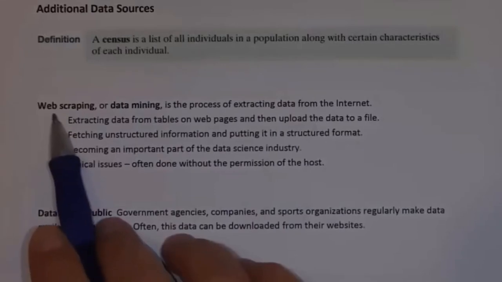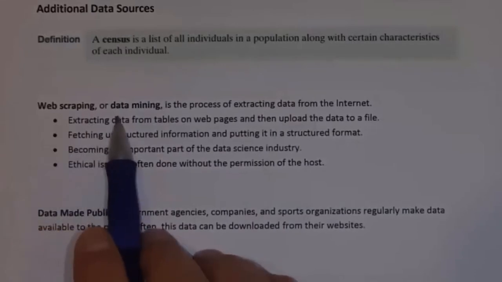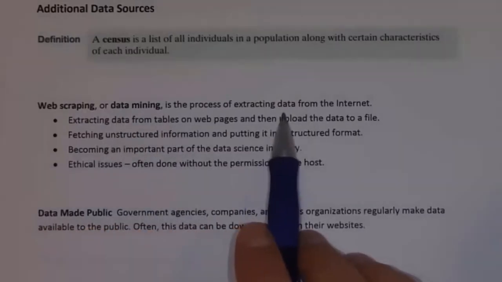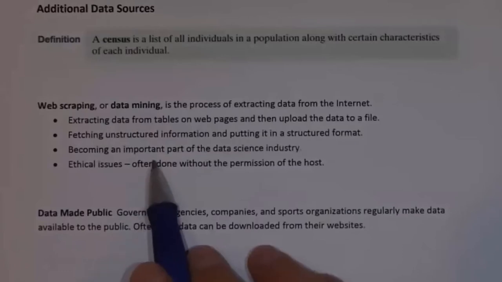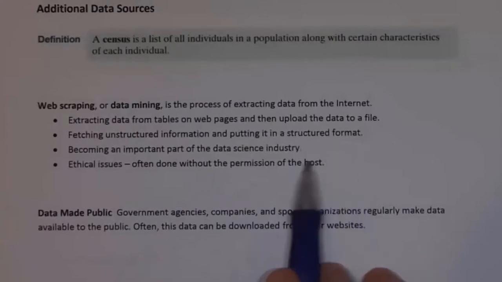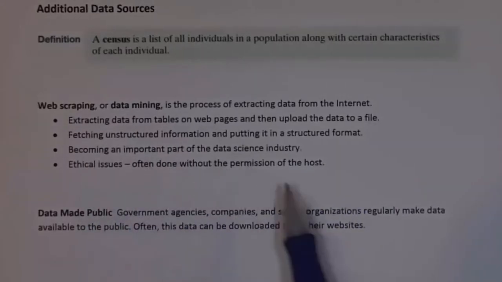Other ways of getting data, web scraping or data mining, is the process of extracting data from the internet. So extracting data from tables on the web and then uploading the data to a file. So in other words, we can use existing data that comes from other sources. Fetching unstructured information and putting it in a structured format is becoming an important part of the data science industry. And there are now ethical issues about this because oftentimes the individual obtaining the data hasn't sought out the permission of the individual who is hosting that data.